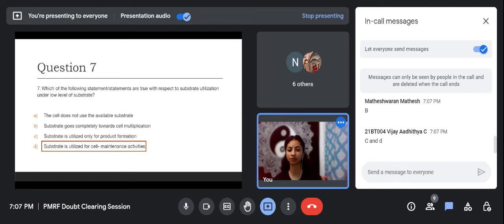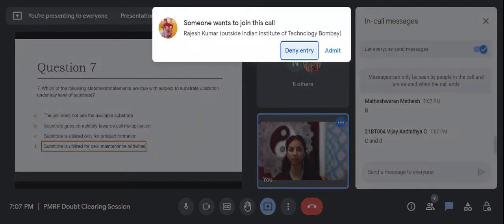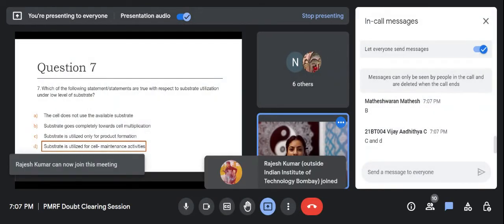Okay, so the answer is substrate is utilized for cell maintenance activities. And it's not like the cell cannot use the available substrate; it can't just die off, right? That is why.